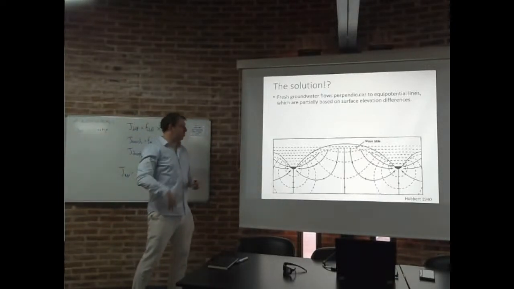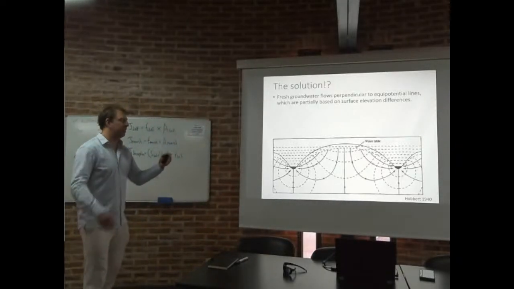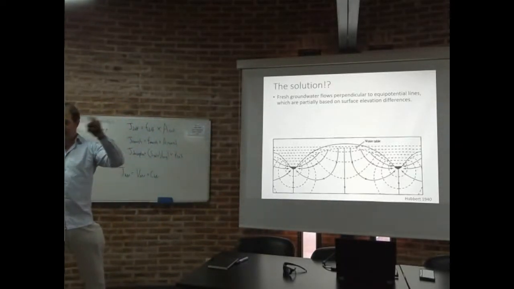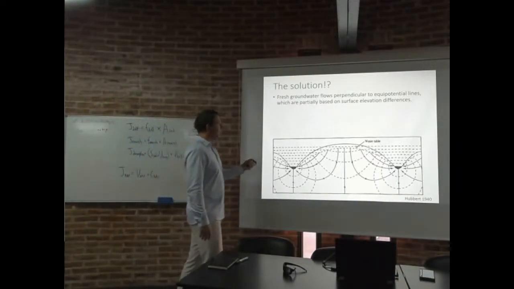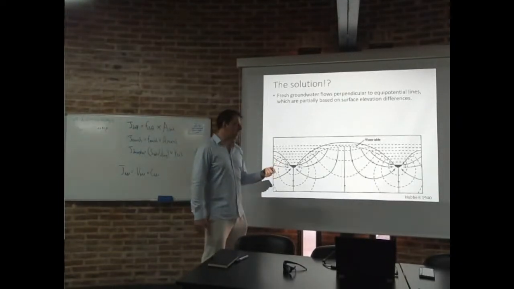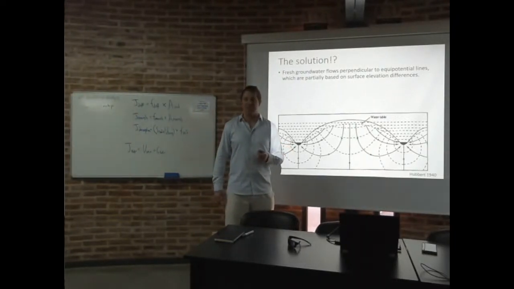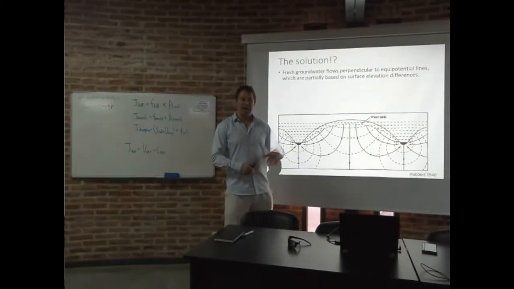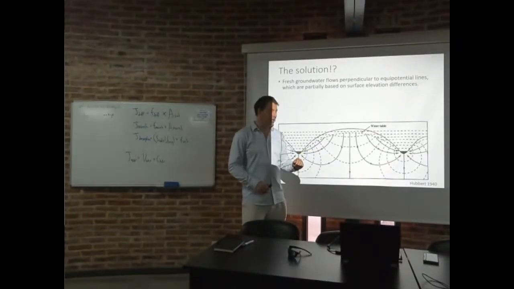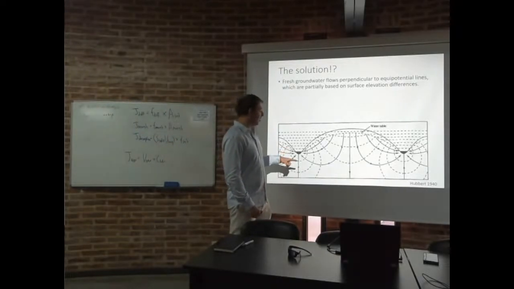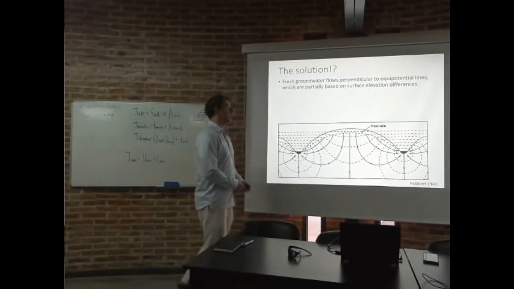So the groundwater flow direction is controlled by elevation. So maybe the solution is that the fresh groundwater will flow perpendicular to these equal potential lines. We know this. This is clear in hydrogeology. But these equal potential lines are due to the elevation head, and the elevation head tends to be due to surface elevation differences. So the higher the surface elevation, the higher the elevation head is. So it's almost like, even though it's underground, groundwater will flow downhill.